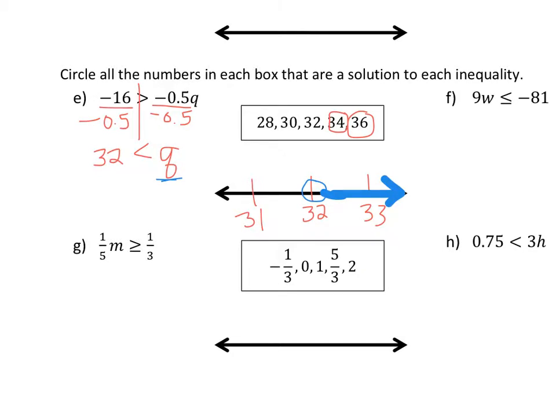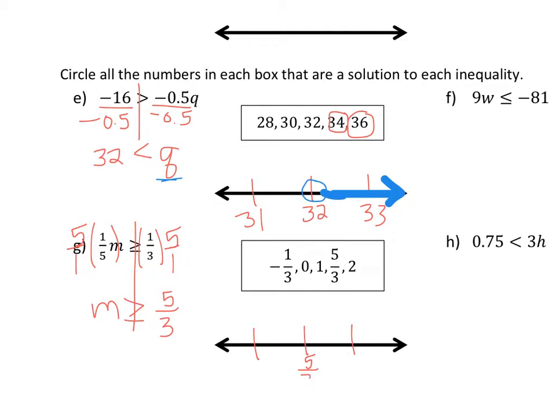Let's look down on letter E here. Okay, 1/5 m is greater than or equal to 1/3. To get rid of a fraction, we're going to multiply by its reciprocal, which is 5/1. And we get m over here and 5/3 over here. We did not multiply by a negative number, so we are actually going to keep that symbol the same.